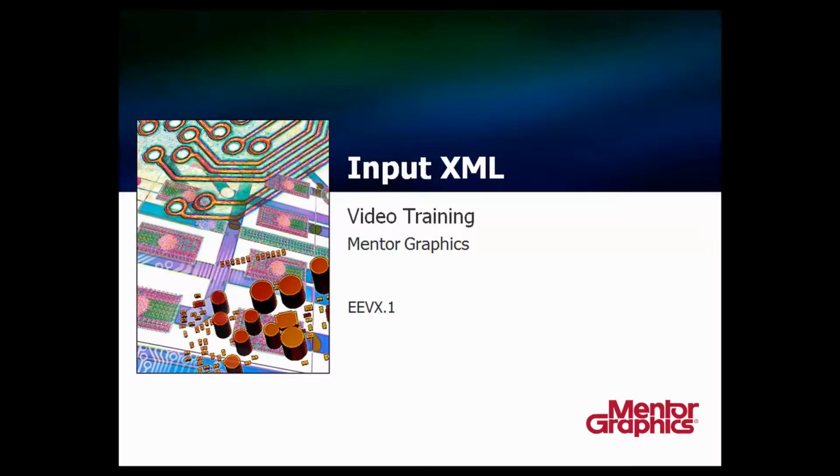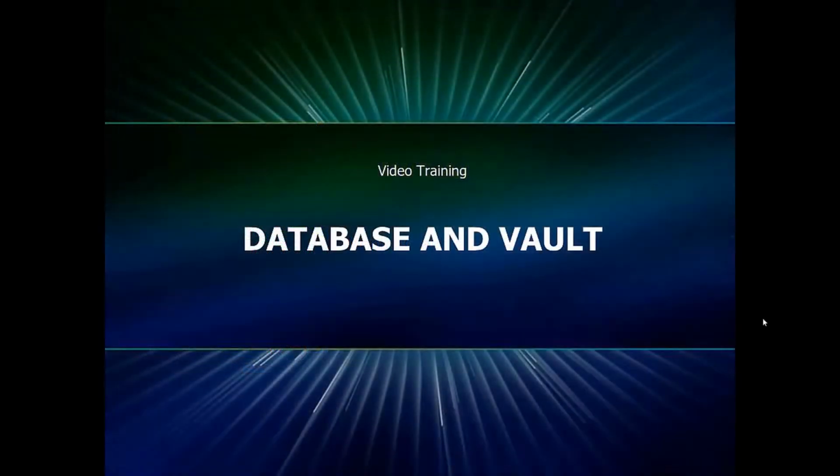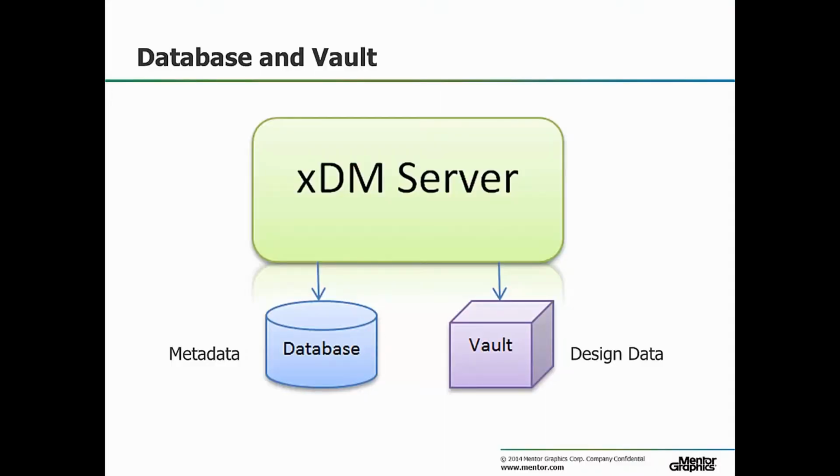The XDM server has two major components that are used to store data. Those are the database and the vault. While the database stores metadata of the XDM server, the vault stores the design data, similar to files on a file server. The relationship between the database and the vault is very strict.